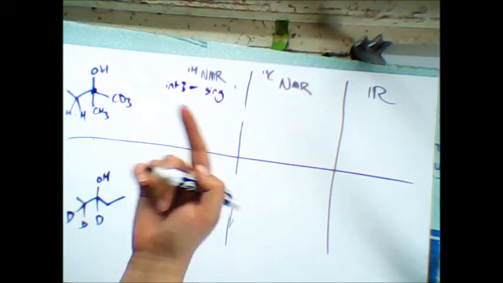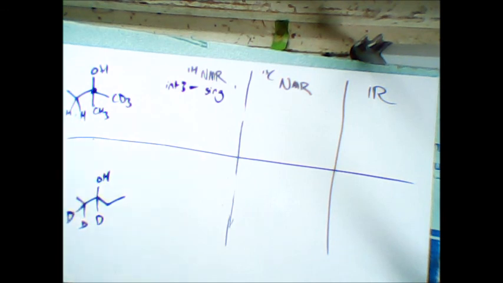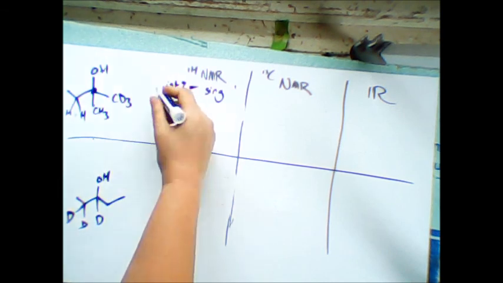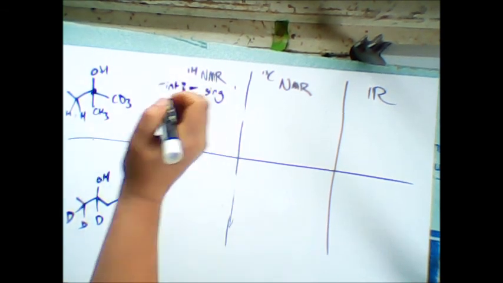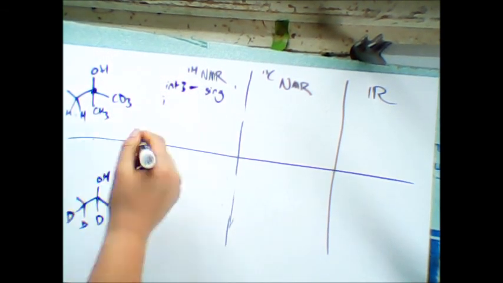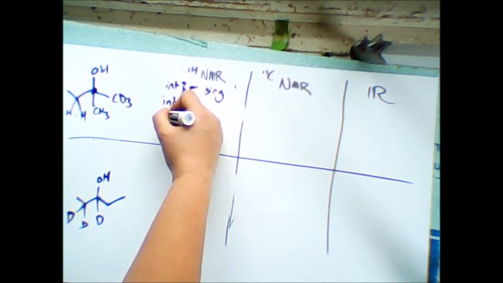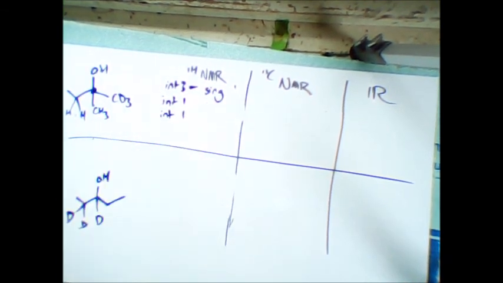Okay, now we move over to our diastereotopic pair. They're going to be relatively close to each other, but they're definitely not going to be the same signal. So each one is going to have an integration of 1, and each one is going to be a doublet of a quartet.